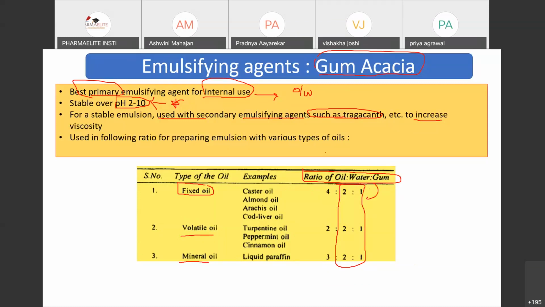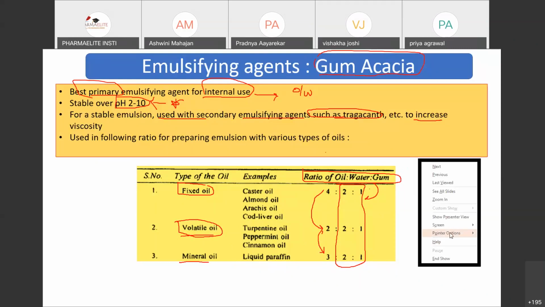On the other hand, when it comes to your oil, if it changes from fixed oil to volatile oil, the ratio of oil would drop down from 4:2. If it's a mineral oil, it will be 3 parts. Yes, this would vary based on oil. Now, how are they going to ask us the question? Are they going to tell you straight away what is the ratio of volatile oil to water to gum? Very rare. They won't keep it this easy.